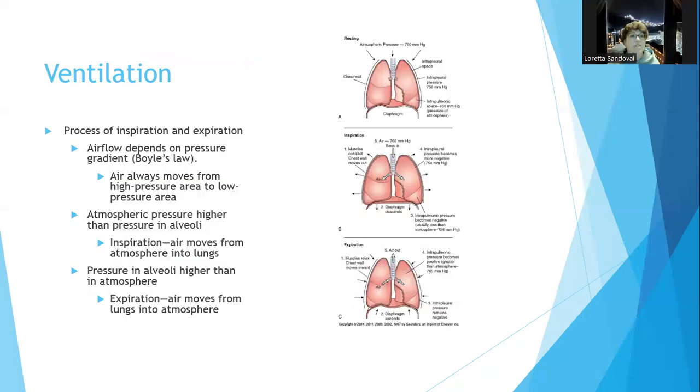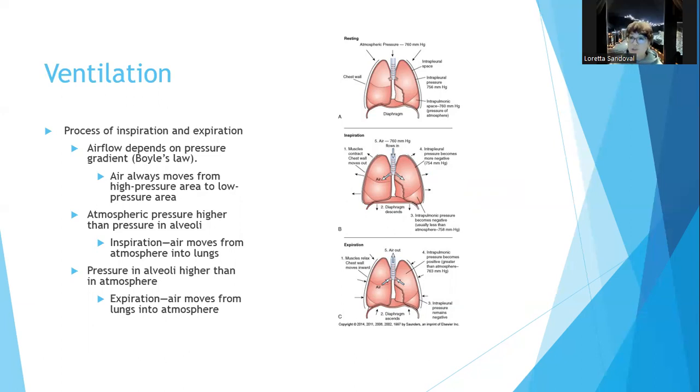So ventilation is the process of inspiration and expiration. And the airflow depends on pressure gradient. We've talked about this with different systems, like electrolytes and acid-base and hydrostatic pressure and osmotic pressure. A lot of the movement of things in our body, whether it's ions or fluid or air, depends on gradients.